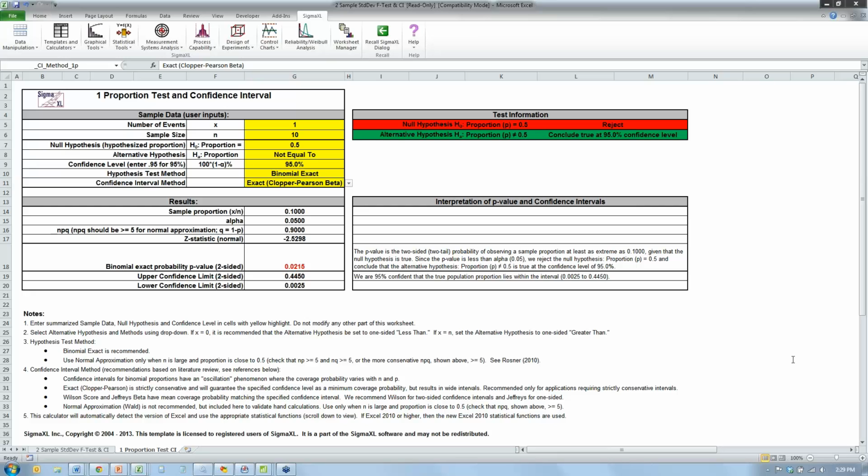And I do have a question. Is it possible to graphically show the tails? And no, in these templates, we do not have a graphical representation.